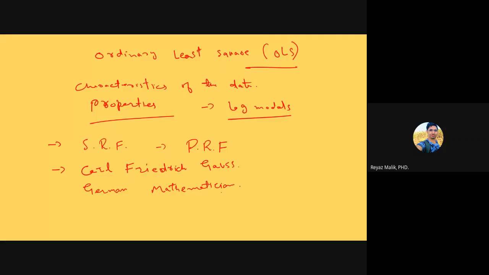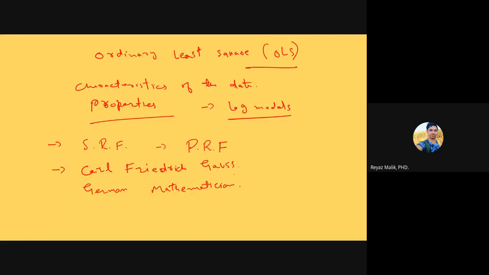He was a German mathematician. So this is associated. This ordinary least square is given by Karl Friedrich Gauss. So it is also called Gauss theorem, and the assumptions of Gauss theorem, or assumptions of the ordinary least square method, are one and the same thing. Next class we will deal with the assumptions.